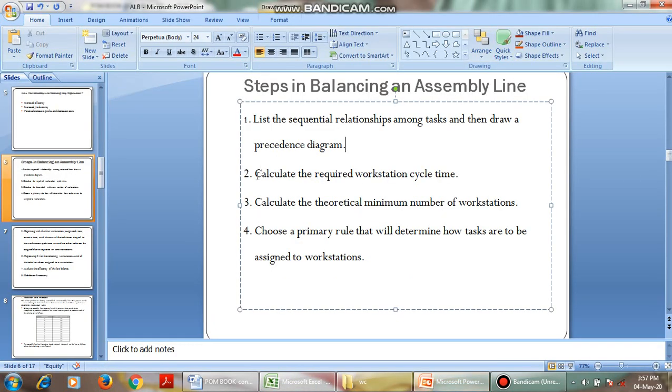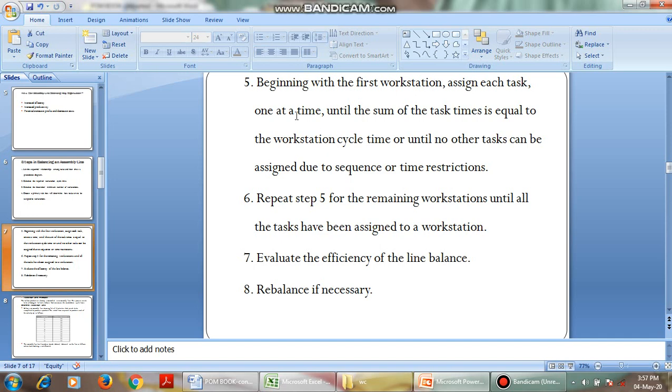Okay, calculate the required station cycle time. That is, what is the time period for a single path and what is the time period for the total paths. Next, calculate the theoretical minimum number of workstations. That is, how many workstations are required, and what is the minimum number of workstations required. Choose a primary rule that will determine how tasks are assigned to the workstation. That is, how will we assign the task to a particular workstation.